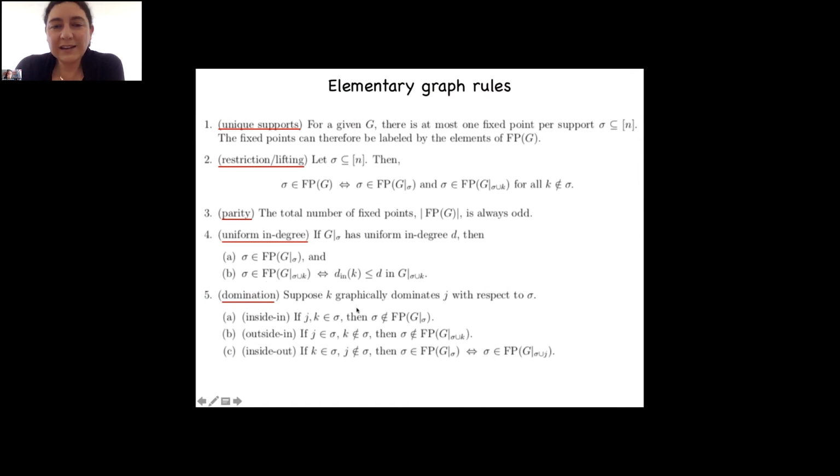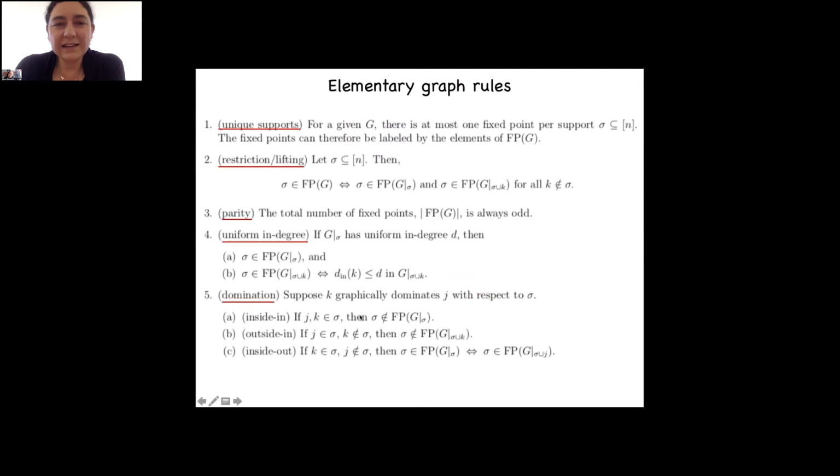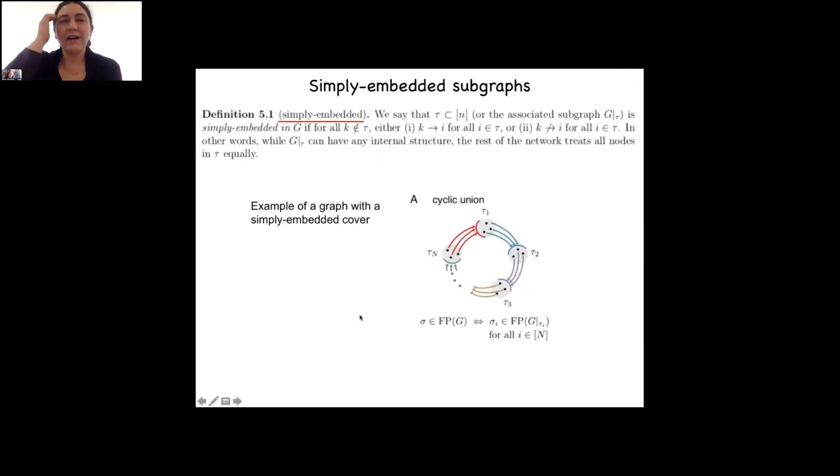So anyway, it takes some time to explain all these rules in detail. I've explained the uniform in degree one in some detail, but maybe there's a family of graph rules that I want to tell you about, to finish up, and that is one related to simply embedded subgraphs.